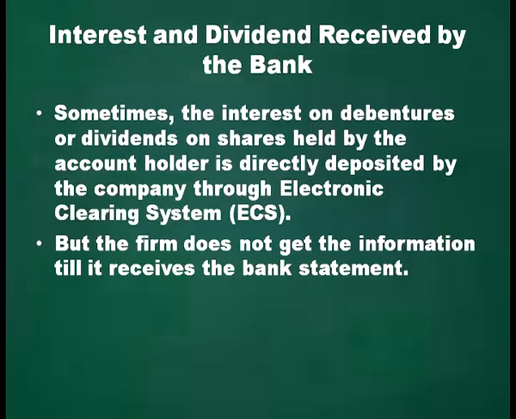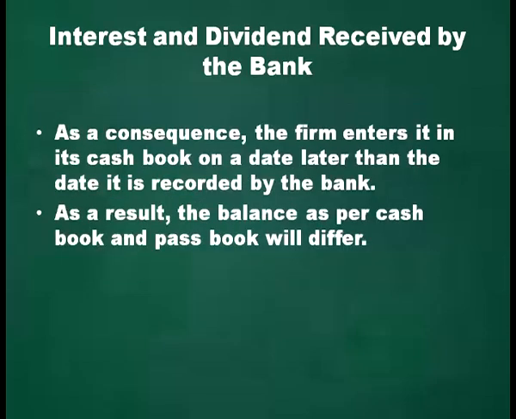Next is interest and dividend received by the bank. Sometimes the interest on debentures or dividends on shares held by the account holder is directly deposited by the company through electronic clearing system. But the firm does not get the information till it receives the bank statement. As a consequence, the firm enters it in its cash book on a date later than the date it is recorded by the bank. As a result, the balance as per cash book and passbook will differ.